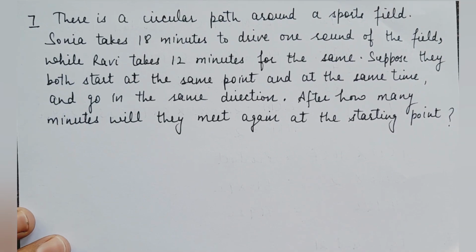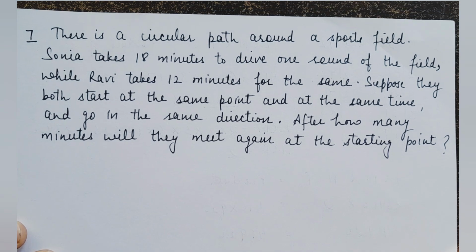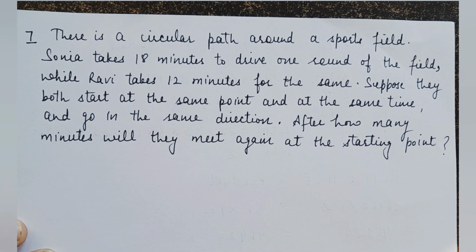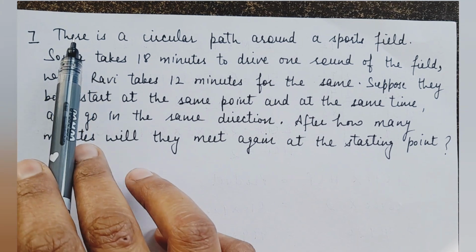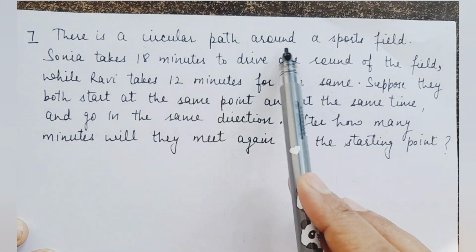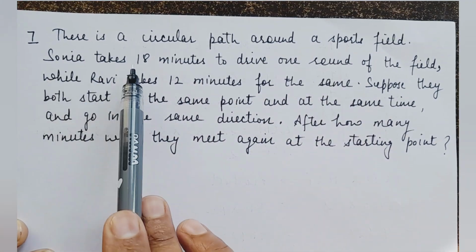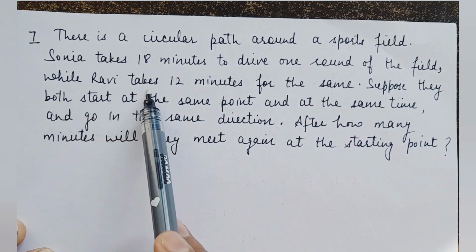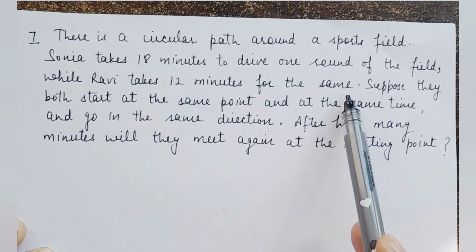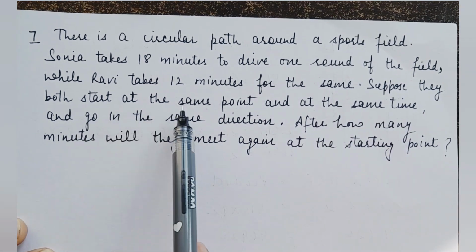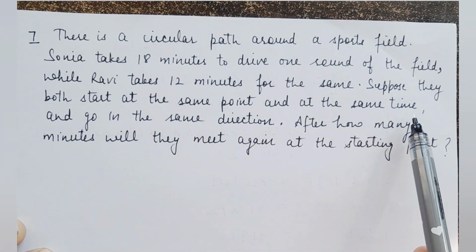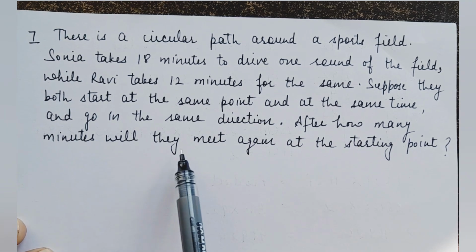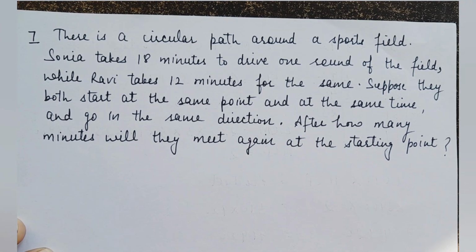Okay, now we will move to the next question, question number 7. That is very, very important. In this kind of question you have to understand what we have to find out. Read the statement first. There is a circular path around a sports field. Sonia takes 18 minutes to drive one round of the field, while Ravi takes 12 minutes for the same. Suppose they both start at the same time and go in the same direction. After how many minutes will they meet again at the starting point?